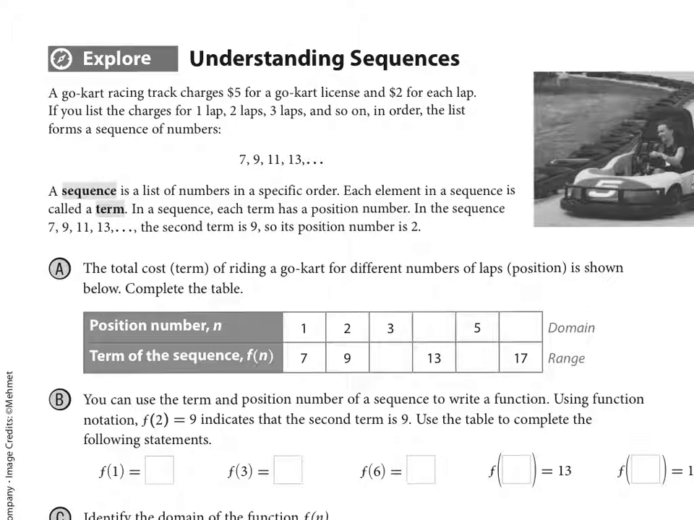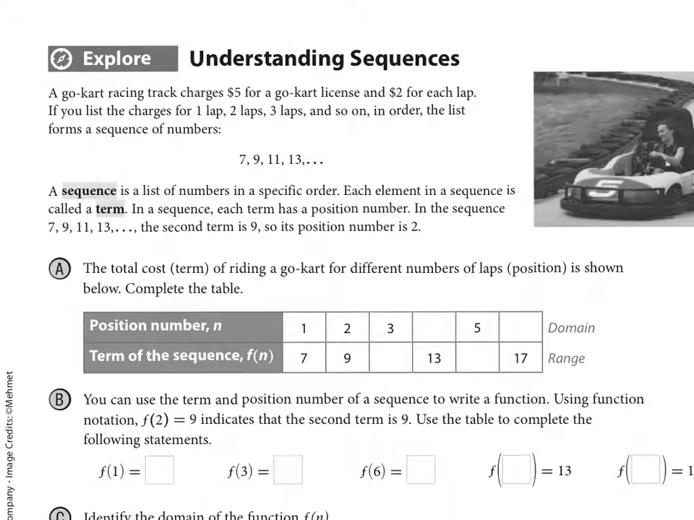Quickly here, 4.1, sequences, patterns. Just a couple of terms here. A sequence is a list of numbers in a specific order. Specific order is important, okay? When we look at the table here, they use n and f of n.